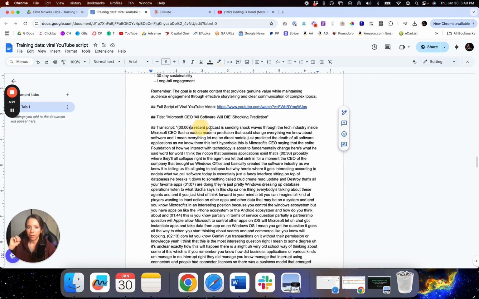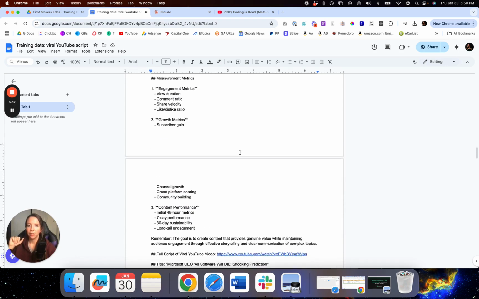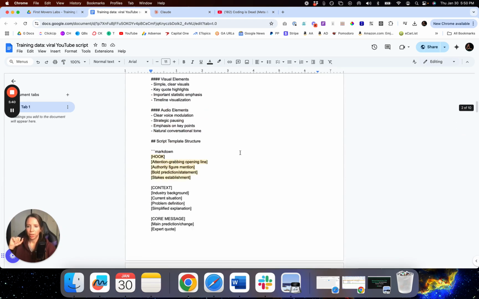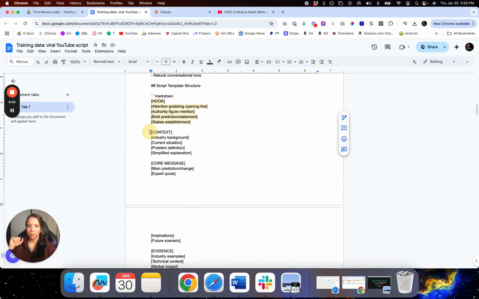A recent podcast is sending shockwaves through the tech industry. Microsoft CEO Satya Nadella made a prediction that could change everything as we know about software. He just predicted the death, and this isn't hyperbole. This is Microsoft CEO actually saying the entire foundation of how we interact with technology is about to fundamentally change, right?